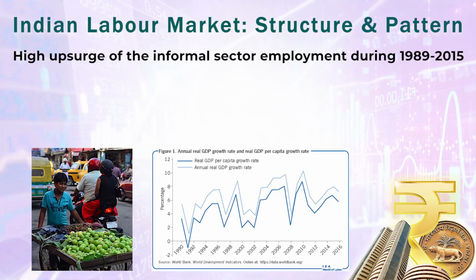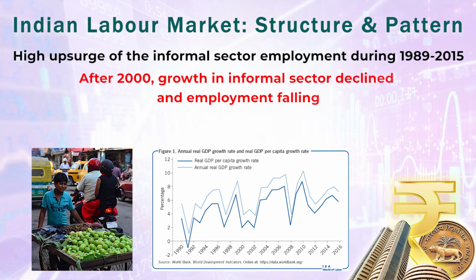There is a huge upsurge of the informal sector in India if we consider the period from 1989 to 2015. But after 2000, we see that there is flattening of the informal sector, so the employment of this sector also falls. And there is an increase in contractualization of labor.